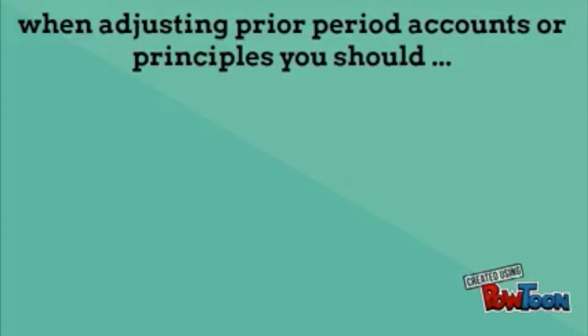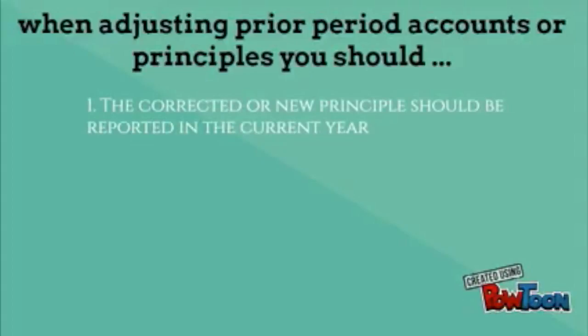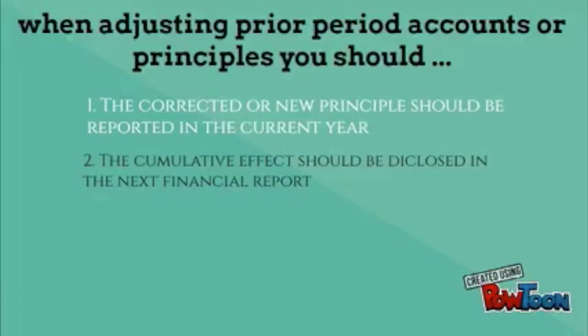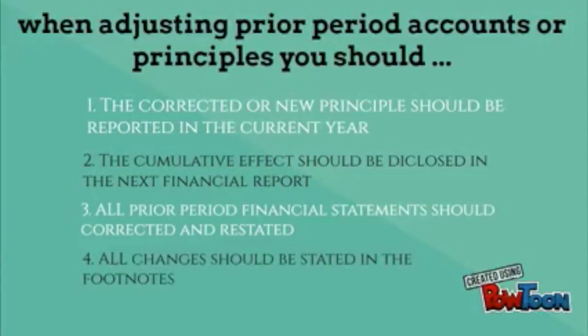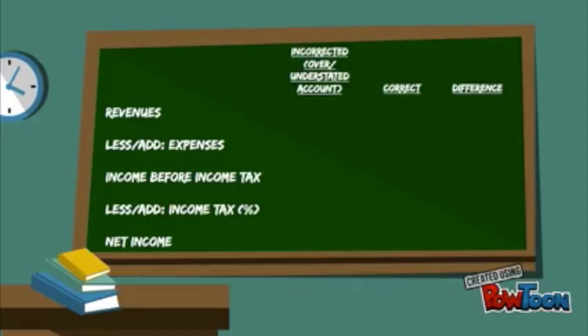When adjusting prior period accounts or principles, you should do all 4 steps. 1. The corrected or new principle should be reported in the current year. 2. The cumulative effect should be disclosed in the next financial report. 3. All prior period financial statements should be corrected and restated. 4. All changes should be stated in the footnotes.